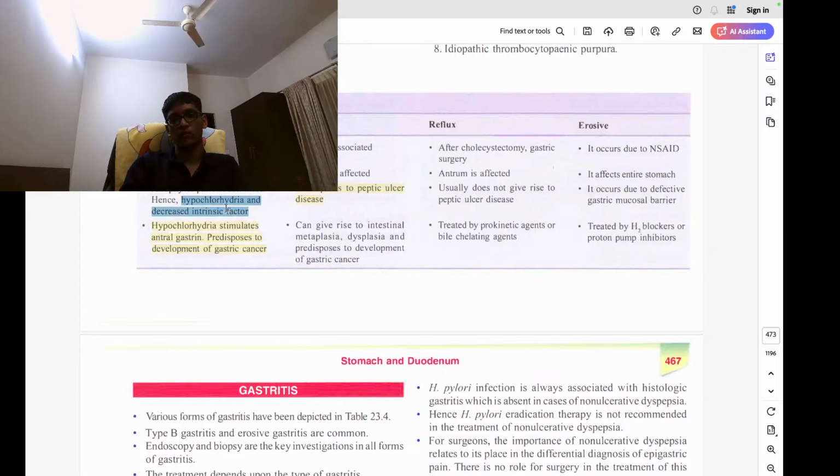It causes hypochlorhydria and decreased intrinsic factor; the fundus and body are affected. Autoimmune antibodies to the parietal cells are present. In type B, the antrum is affected and gives rise to intestinal metaplasia and dysplasia and predisposes to development of gastric cancer. But it's a different cause. Intestinal metaplasia, dysplasia, and predisposes to gastric cancer.